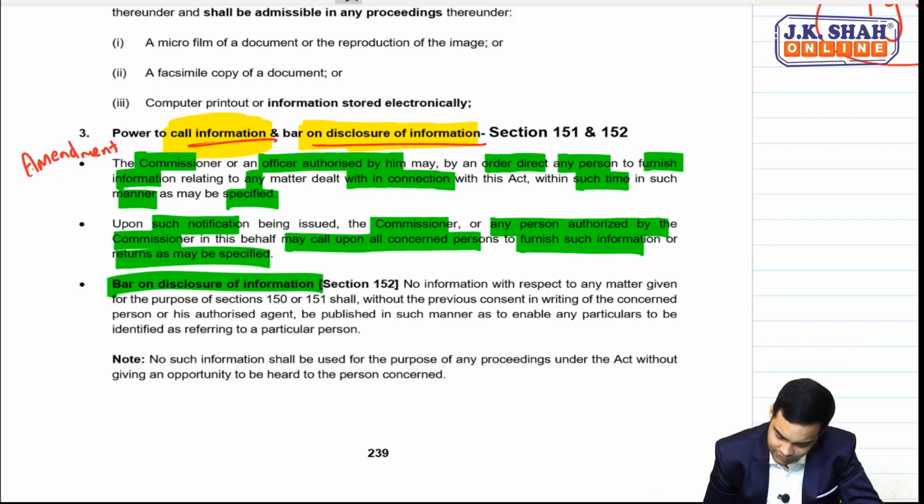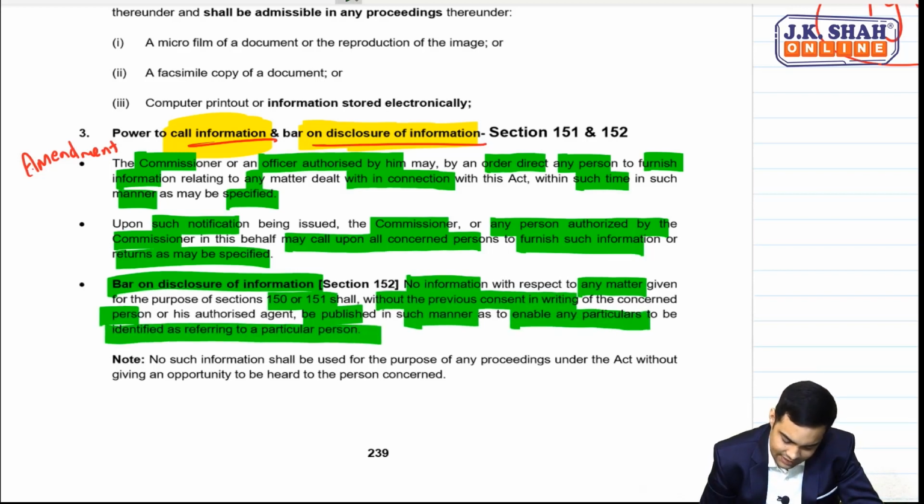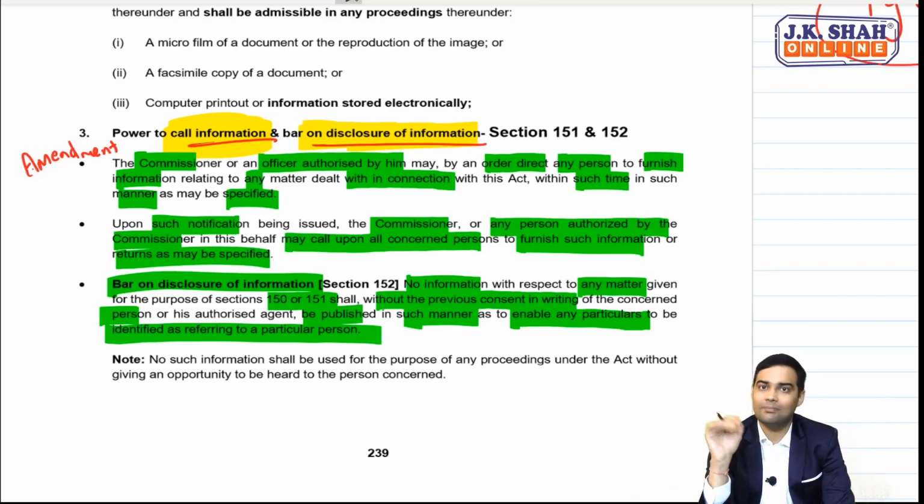Bar on disclosure of information. No information with respect to any matter given for 150 or 151 shall, without the previous consent in writing of the concerned person, be published in such a manner as to enable any particulars to be identified as referring to a particular person. If it's an individual GST return information, it cannot be displayed in the general public unless you have taken the approval of that person. If you have taken the approval of that person, then it can be published. Otherwise, it cannot be published.